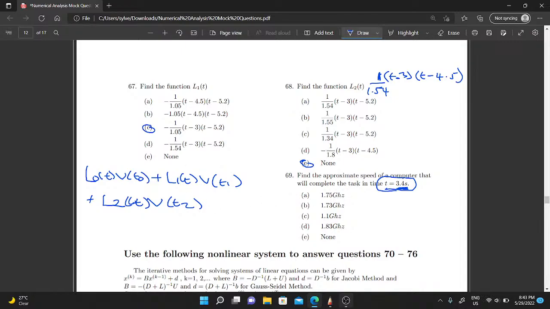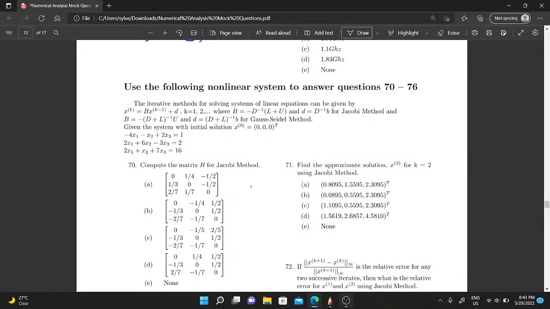Okay, I think we didn't do that. But after getting all this, I believe you'll be able to solve this question very simply. So we move on. All right, this is nonlinear systems.